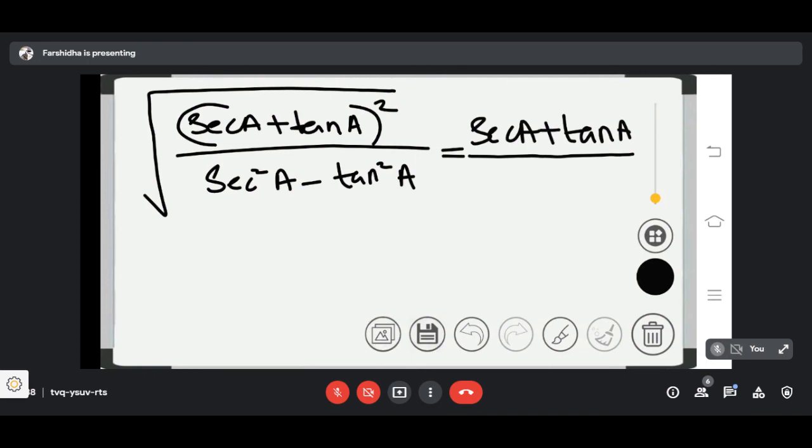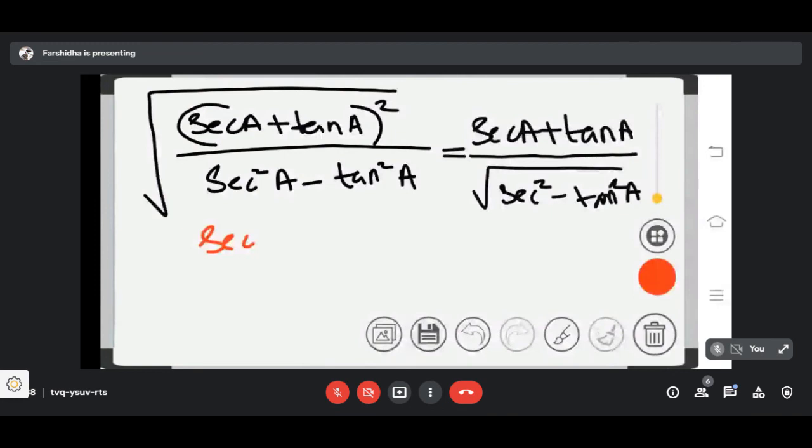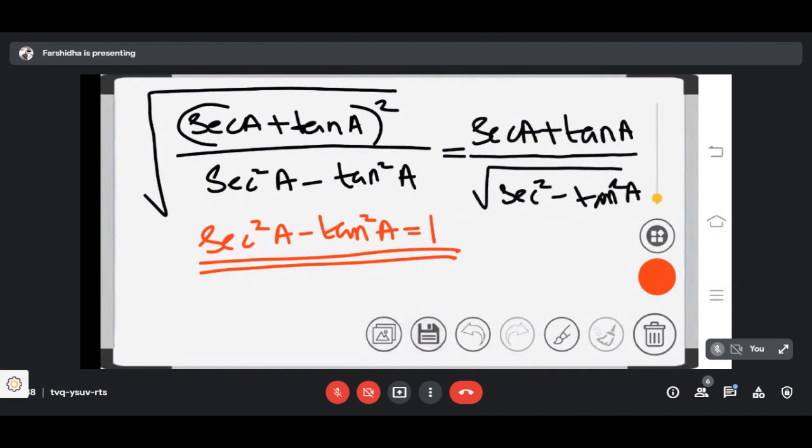root of sec square A minus tan square A. So according to identity number 2, sec square A minus tan square A equal to 1. So you can replace this denominator as 1.